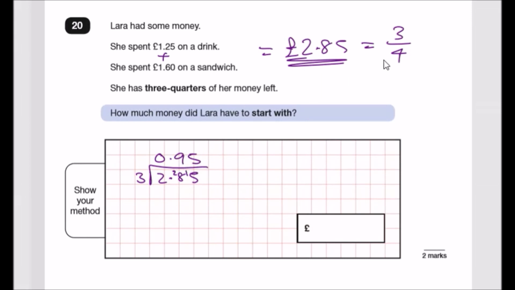So 95p represents 1/4. That means the total amount of money she had, for 4/4, the full amount, would be adding these values. So £2.85 plus 95p. 5 plus 5 is 10. 1 plus 9 is 10 plus 8, so it's 18, carry the 1 and 3. So the total original amount she had was £3.80.